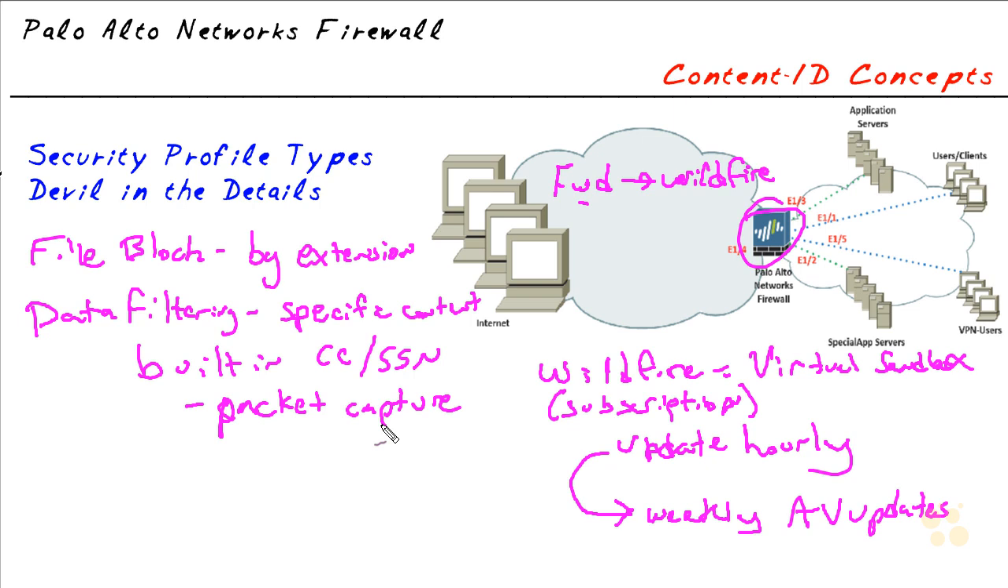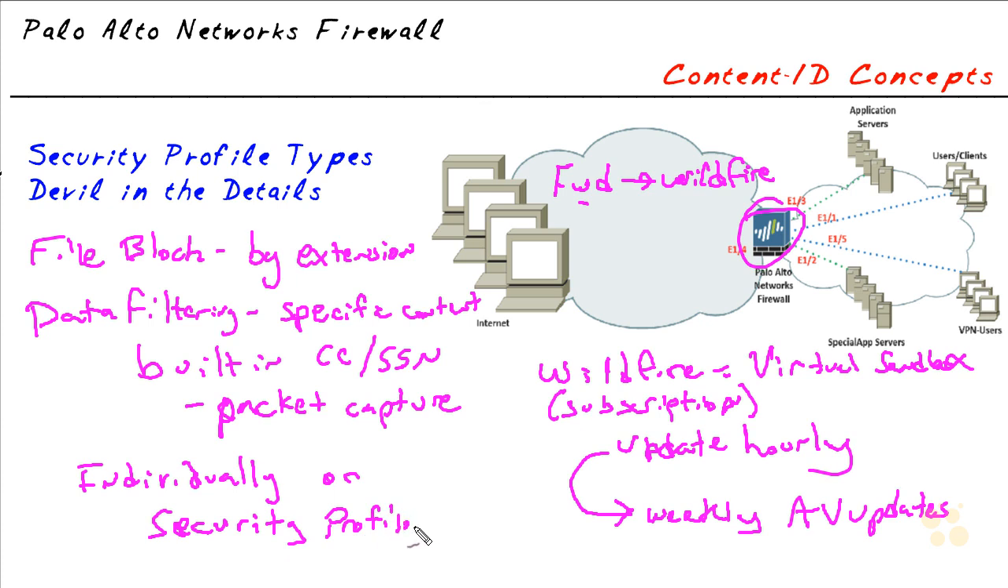So you can enable these individually, however many of them that I want to do, or I can create security profile groups. Okay, and this is just a way to bundle things together to make my life a little bit easier, to reduce the number of configuration steps that I have. So those are kind of the simple things on the types of Content ID.